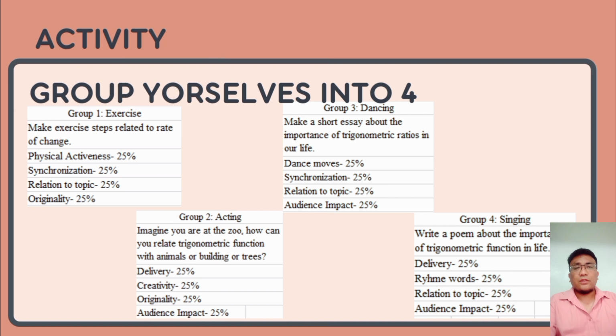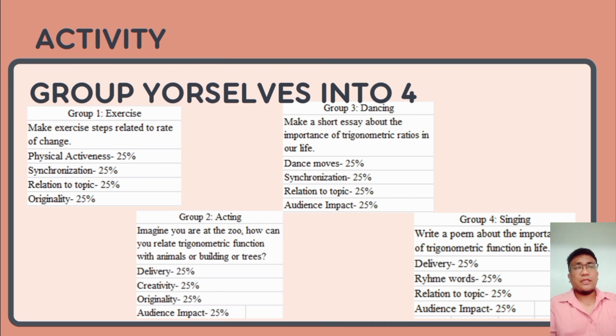Group 2, acting. Those who want to do acting, go to group number 2. The situation is, imagine you are at the zoo. How can you relate differential equations with animals or buildings or trees? Delivery is 25%, creativity is 25%, originality is 25%, and audience impact is 25%.